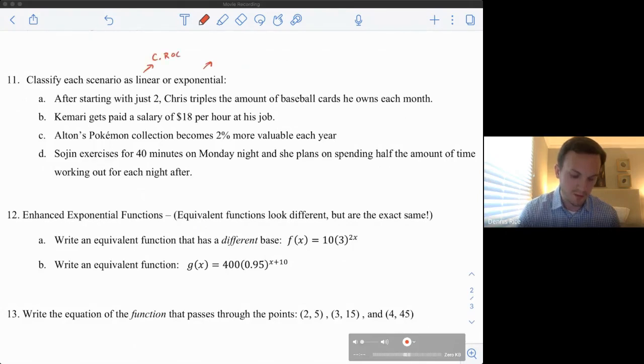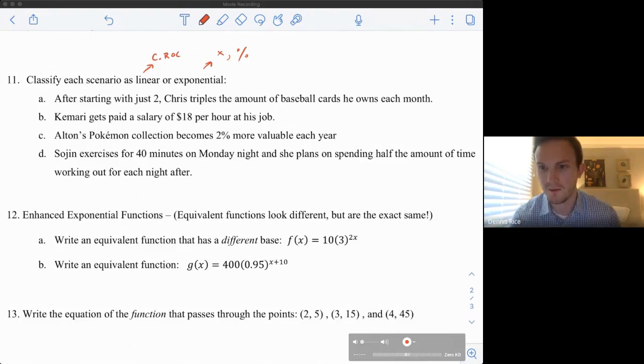something where we're multiplying by something, doubling, tripling, or percents are another dead giveaway. Percents are multiplying even though we might think it's constant. For example, if I say I make 5% interest at the bank, just because it's 5% doesn't mean it's constant. 5% means multiplying by 1.05. So Chris triples the amount of cards, exponential. Tripling is multiplying by 3. Kamari gets $18 an hour. That's a constant rate of change, linear. Alton's Pokemon cards become 2% more valuable. Percents, exponential.